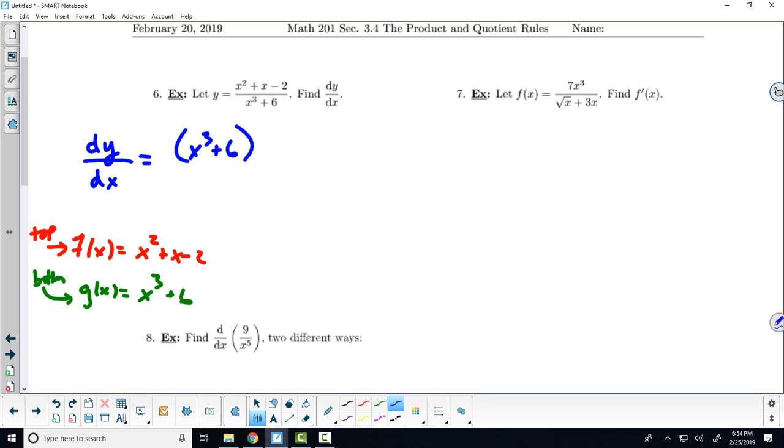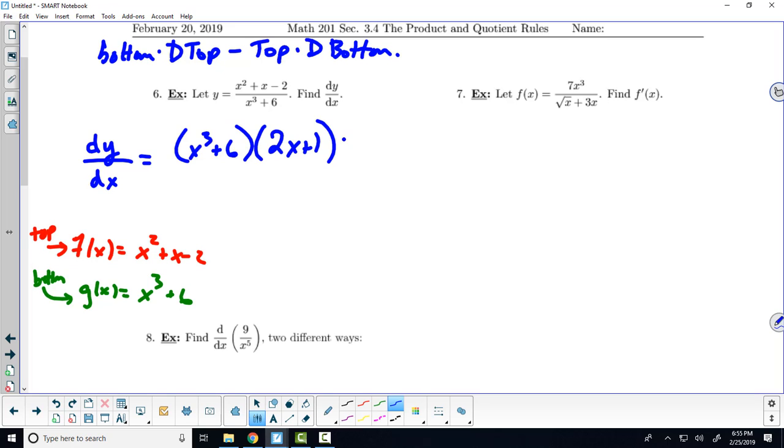Sorry to make you flip pages, but I'm looking at that mnemonic that says bottom times the derivative of the top. So there's the bottom function. What am I going to multiply it by? The derivative of the top, which would be 2x plus 1. There's where that shows up. Okay. So if you're following along with the mnemonic, we've got the bottom times the derivative of the top minus what? The top times the derivative of the bottom.